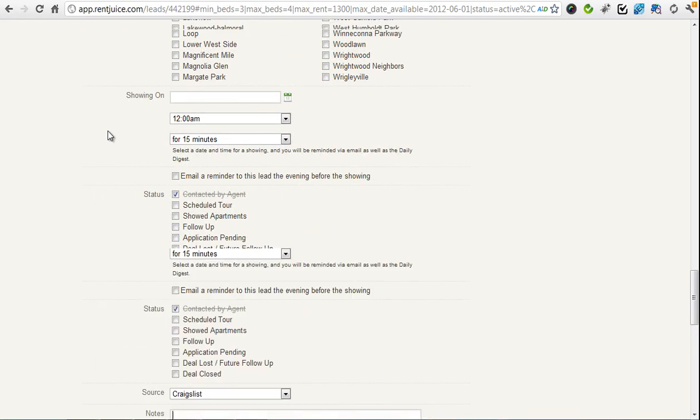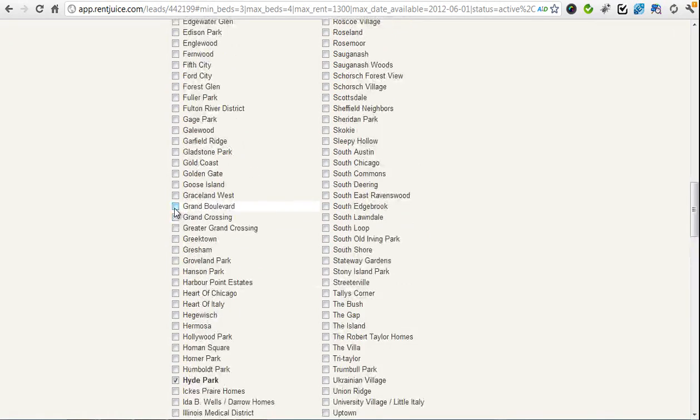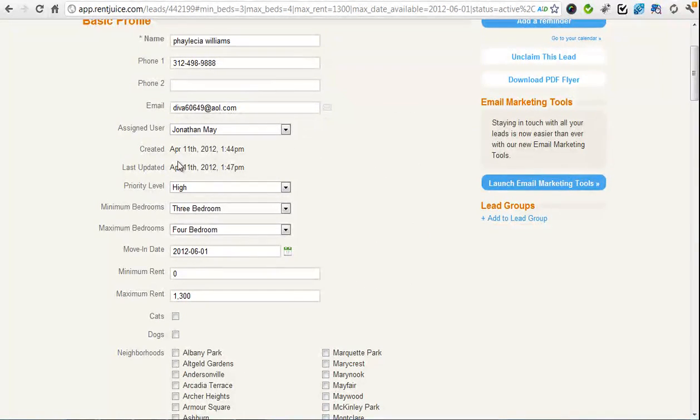Now, let's say you get a lead and there's not any information. Like literally, it's a phone number. We don't know where they want to live. We don't know how many bedrooms, when they're moving in, what their rent price is. We don't know anything other than their phone number. Well, that is when you use our trusty rental checklist form, which I am going to pull up right now.